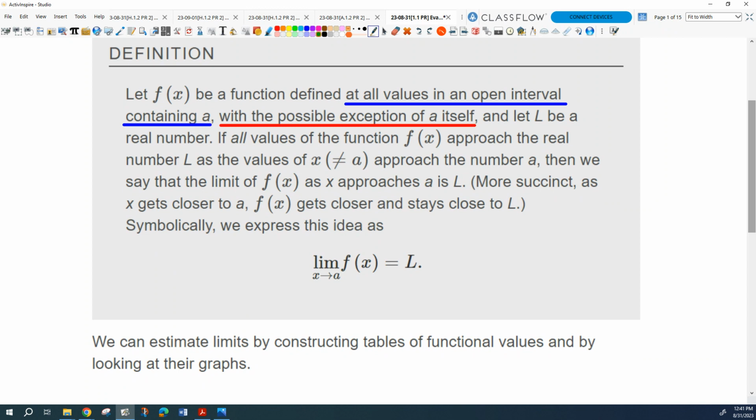Okay, so these are the criteria that we have to meet for this definition. And let L be a real number. So L is just some number. If all values of the function f of x approach the real number L as the values of x approach the number a, but remember, x doesn't actually ever get to a, right? As they approach the number a, then we say that the limit of f of x as x approaches a is L, and that's how we'd write it. Okay, you get the idea? So for this to work, as the ant gets closer to a, the function gets closer to L. Okay, so that's kind of what we discussed yesterday.